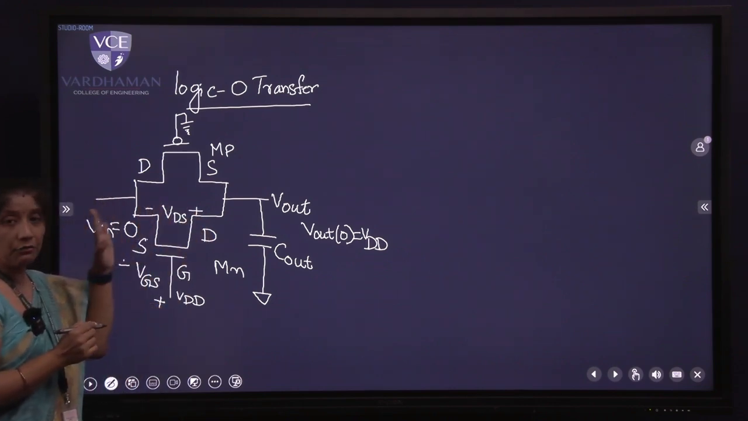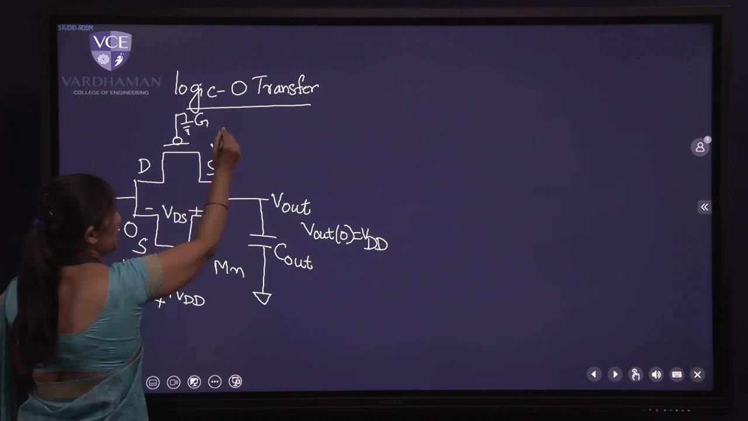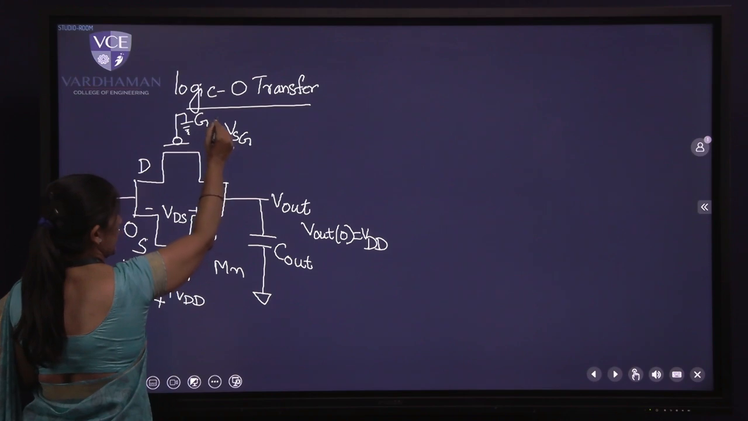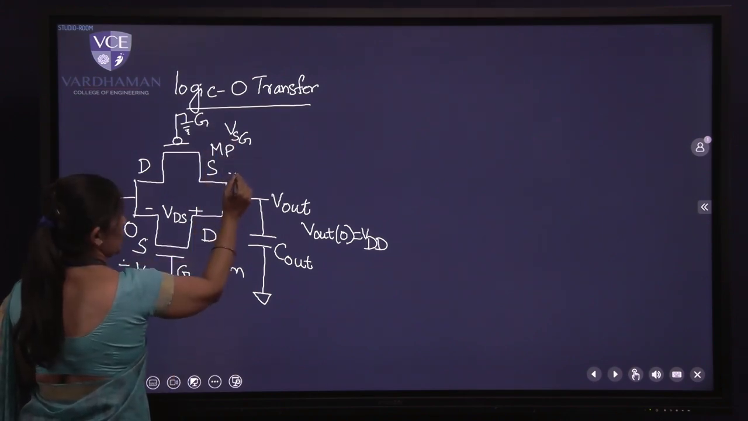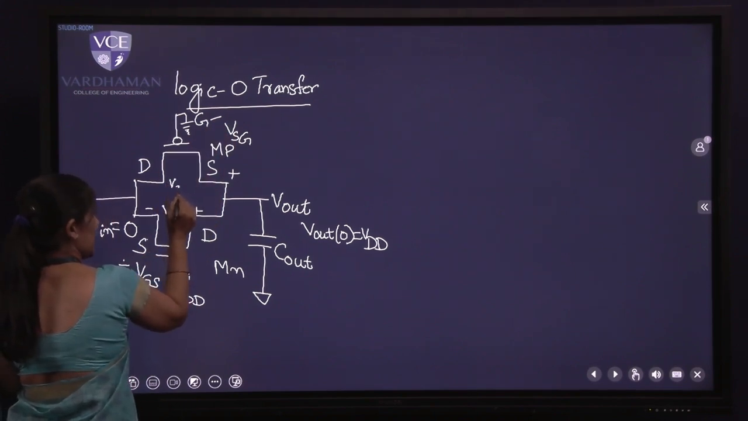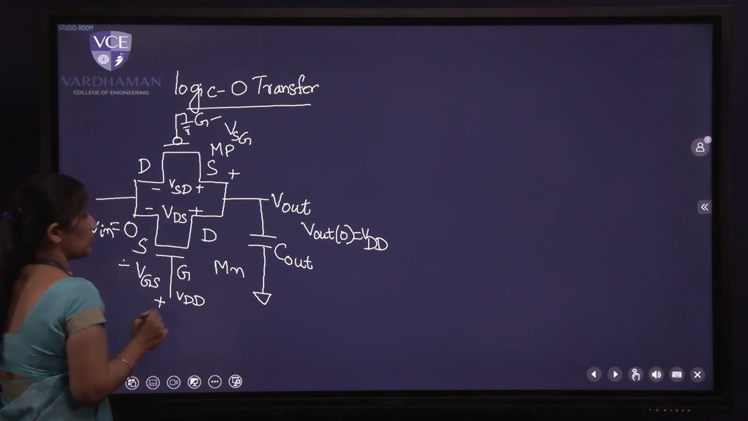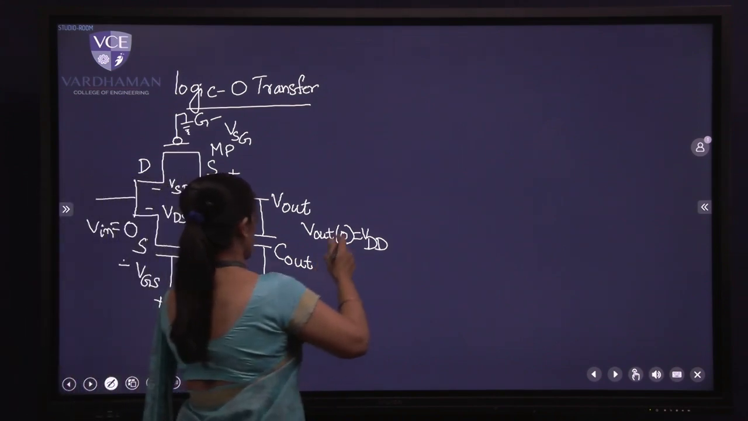Similarly, let me mark it for the PMOS transistor as well. So this is my gate region. For the PMOS transistor, I write down VSG. So gate is minus, so plus is here, minus is here. Then VSD. So S is plus, D is minus. Let us do the similar analysis for my PMOS and NMOS transistor.